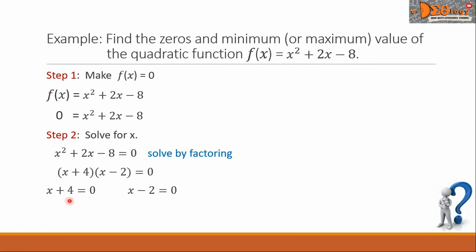Here, the positive 4 is transposed to the right side, and the sign will be changed. So we have x equals negative 4. In the other equation, the negative 2 we will transpose to the right side. The negative becomes positive. So we have x equals positive 2. So we have the two values of x, and these are what we call the zeros of the polynomial. So we say that the zeros of the function are negative 4 and positive 2.